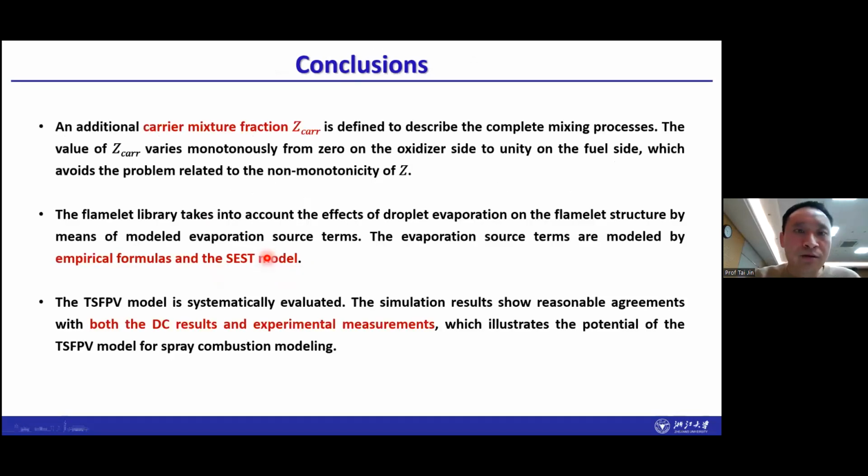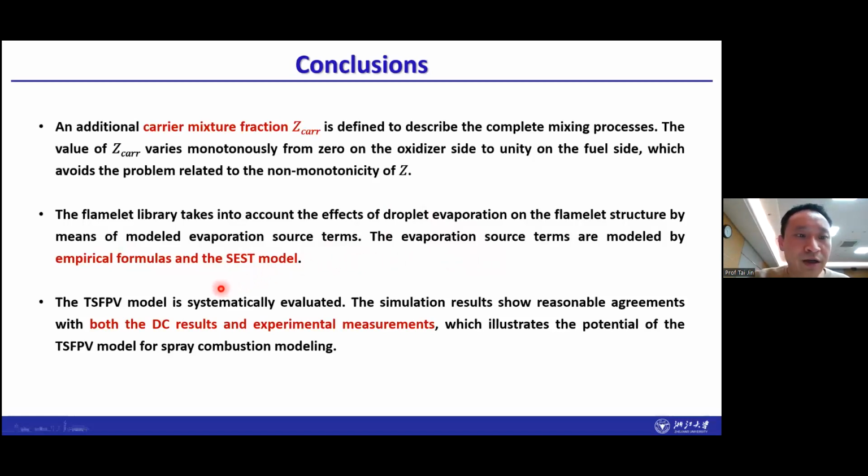So in summary, in this work, we have done three things. The first one is we define a new carrier mixture fraction, and this new carrier mixture fraction can better describe the temperature and the species mass fraction of the flamelet, and then the flamelet library takes into account the effects of droplet evaporation. We have modeled the evaporation source terms with empirical formulas, and also a theoretical SEST model has been derived. And these two models can give very good results for the evaporation systems.